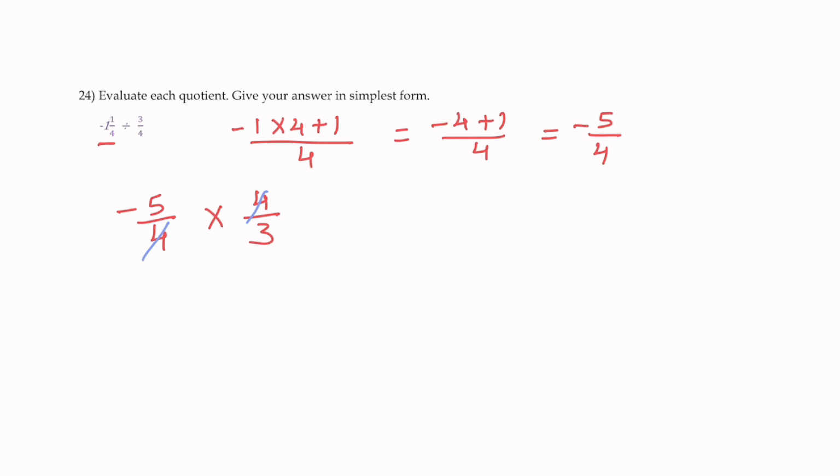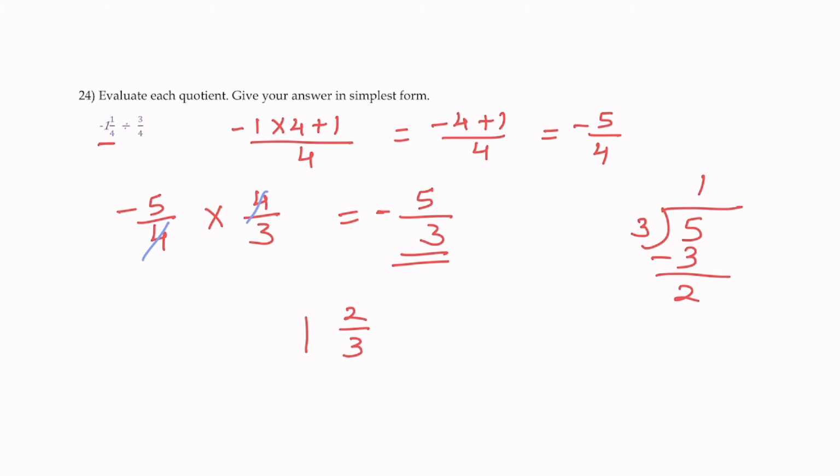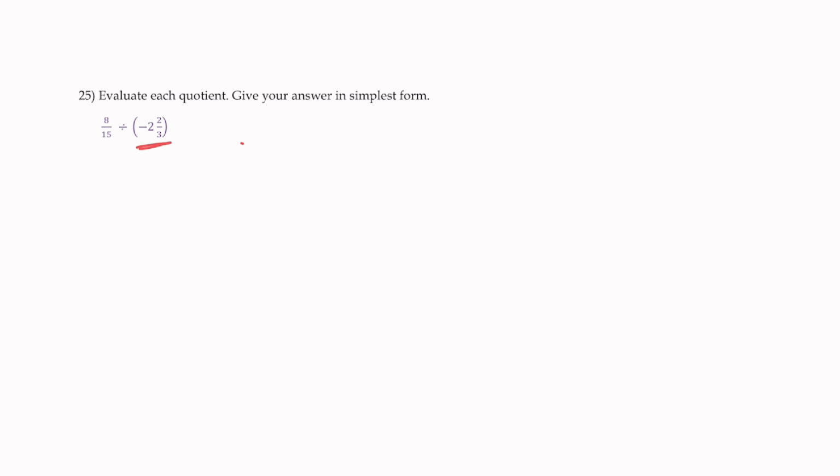4 out, giving us 5 over 3 with a minus sign. If you want to further simplify, 5 divided by 3, here 3, remainder is 2. So quotient, remainder over divisor, mixed number. Conversion, let's convert. So minus sign here, 2 times 3 plus 2 over 3, which is minus 6 plus 2 over 3, which is equal to minus 8 over 3.